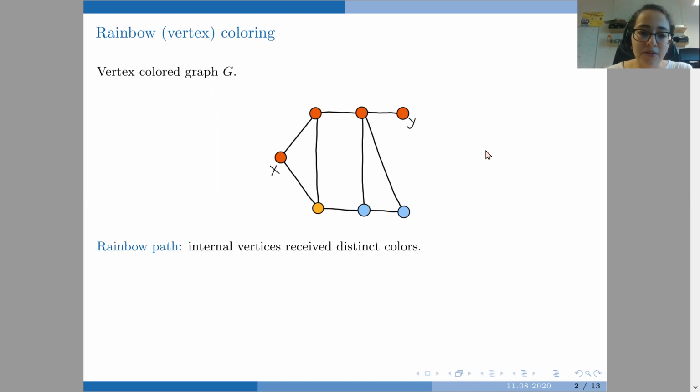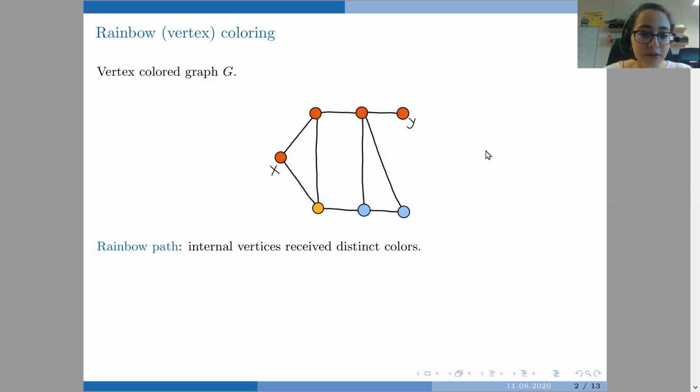And a rainbow path between two vertices is a path such that all the internal vertices received distinct colors. So for instance, this path here that is highlighted is a rainbow path between X and Y. Note that the colors of the endpoints don't really matter. They might be the same, and they might be the same as a color that appears in the internal vertices. So the definition of rainbow path is only about the internal vertices of the path.